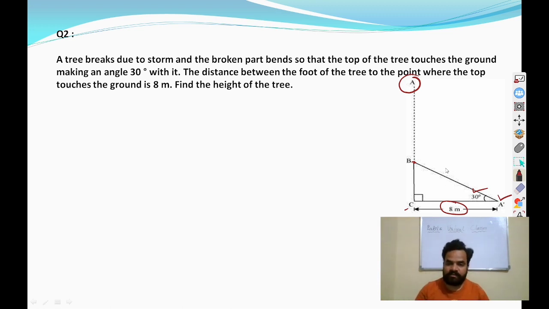So in the figure, all of you observe what is overall height of the tree. The overall height of the tree is AC. You need to find AC is equals to how much? This is question. Am I clear with question? So all of you please do write solution.